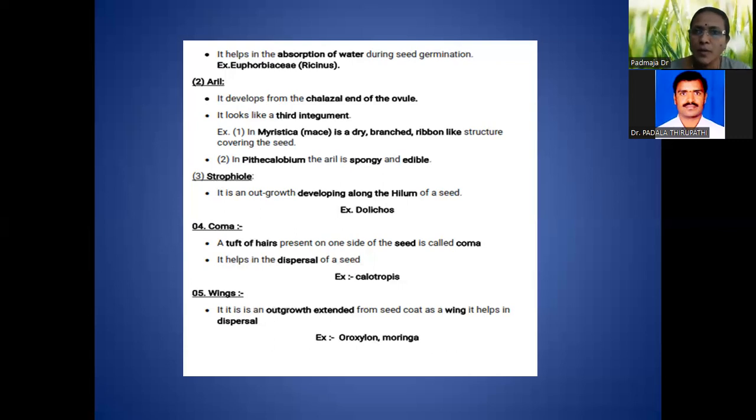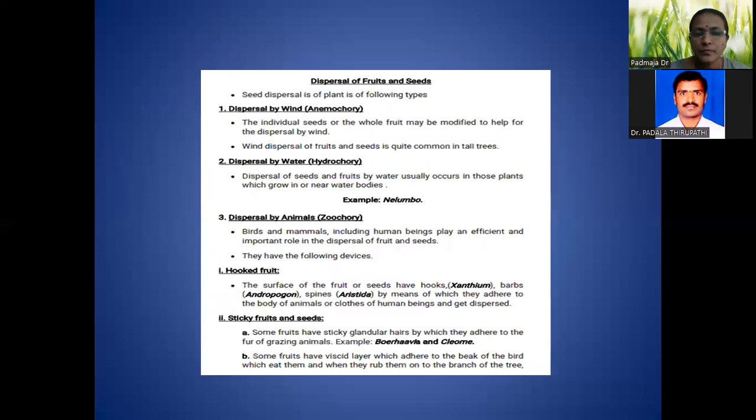These outgrowths may be helpful for the absorption of the water, or maybe dispersal of the seeds, or that may be for the edible thing also. Edible means we can eat those structures. And here the dispersals are of different types. We may be seen here.